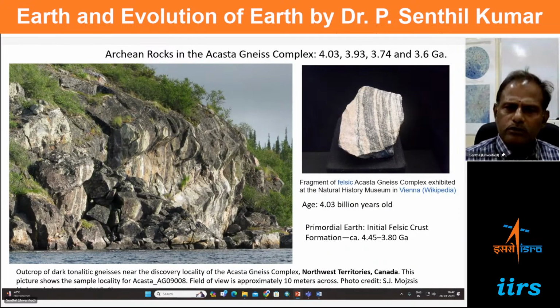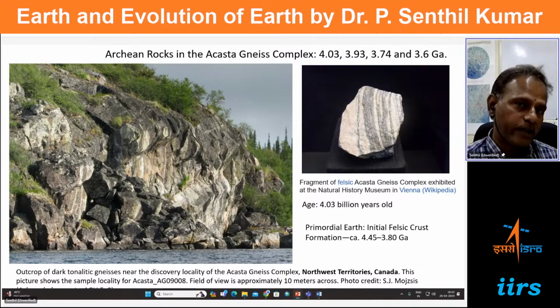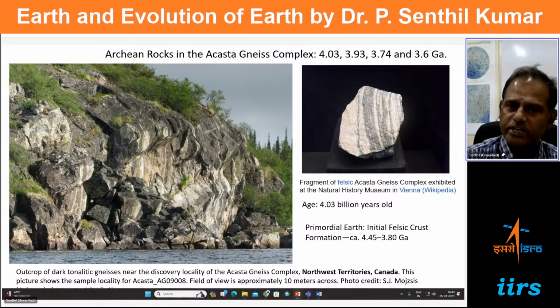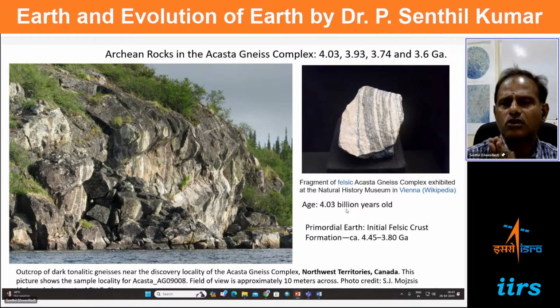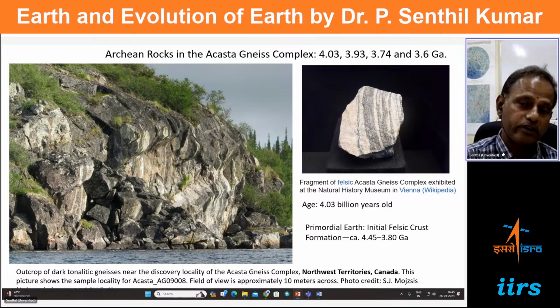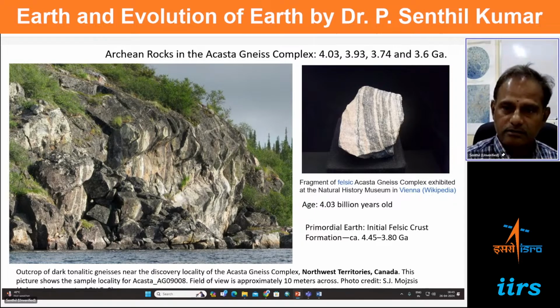So what is the oldest rock we have on Earth? This is the rock called Acasta gneiss. This is found in the northwestern part of Canada. Scientists collected a small piece, separated the minerals, and studied the isotope composition of these minerals, which gave an age of 4 billion years. So this is the oldest rock we have. But you know that Earth formed about 4.5 billion years ago. So how do we know 4.5 billion years? This comes from the meteorites.